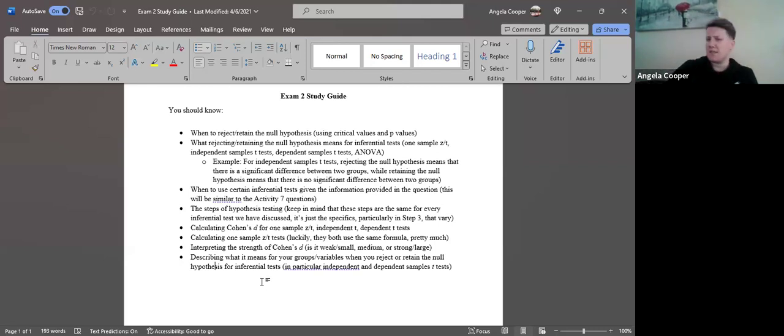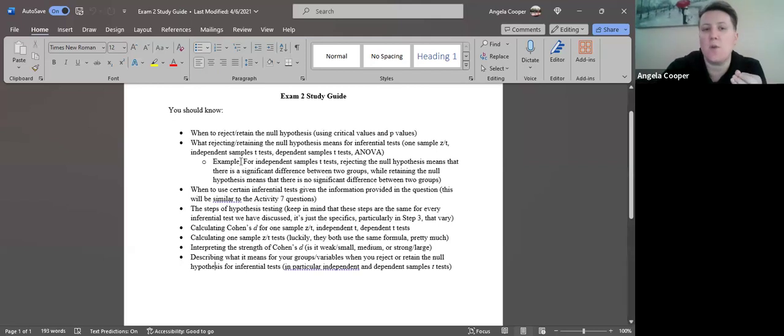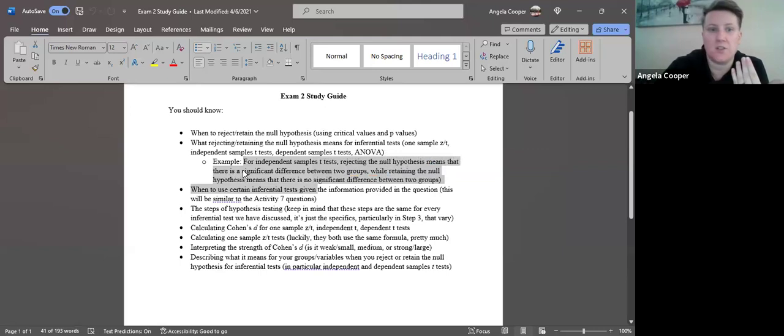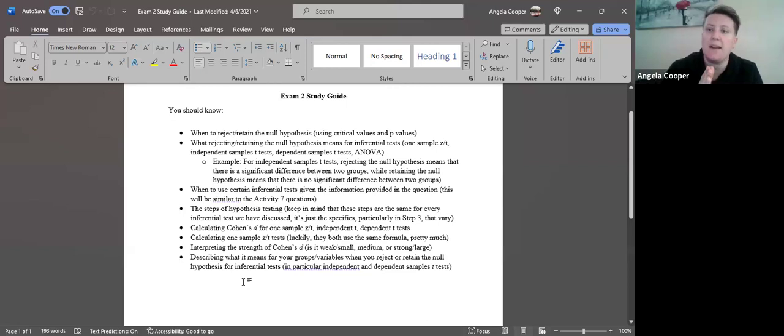So describing what it means for your groups or your variables is really similar to knowing what it means. Rejecting the null says there's a significant difference between the groups. Retaining the null is saying there's no difference between the groups. But this last bullet point is really taking it a step further and being able to fill in the blanks with, okay, well, who are the groups? Oh, it's the with and without study guide students.